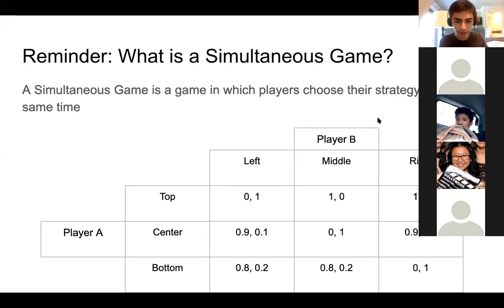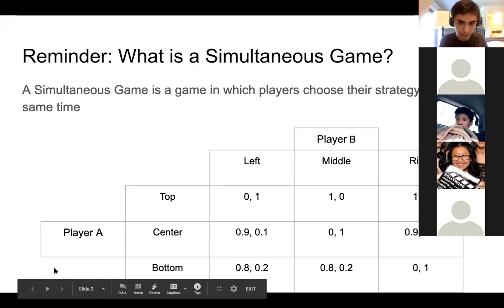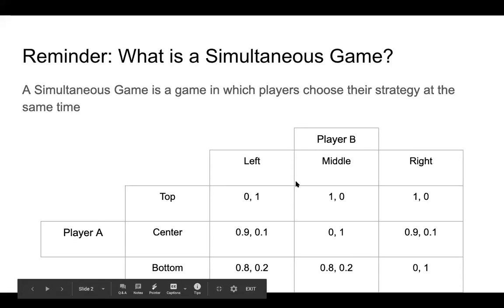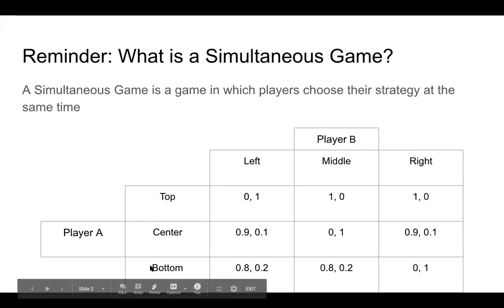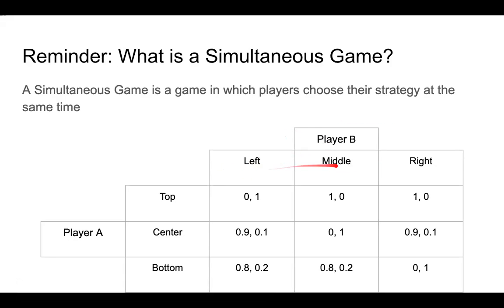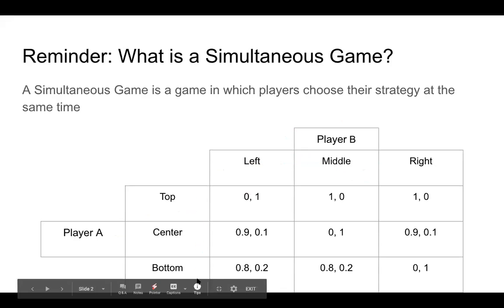So let's quickly look at this game table. You represent simultaneous games in the form of game tables, like rock, paper, scissors, exactly. In this case, we have a 3x3 game table. That simply means 3 on the top. Wait, let me turn on my nice laser pointer. 3 on the top and 3 on the bottom. So player B has 3 options. They can go left, middle, or right. And player A also has 3 options. They can go top, center, or bottom.